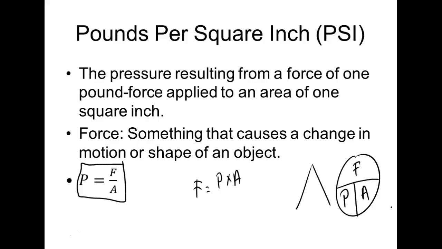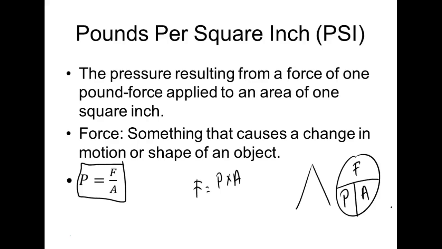So we can't have pressure without generating force. Does that make sense? So pressure is the result of a force of 1 or more pounds force applied to an area of 1 square inch. And this is if you're using pounds per square inch. So this is one of your main formulas, and this is why there is an advantage of using high pressure.